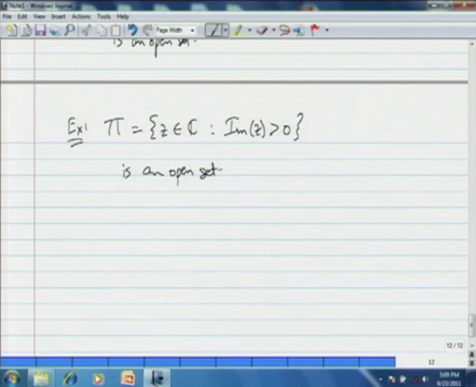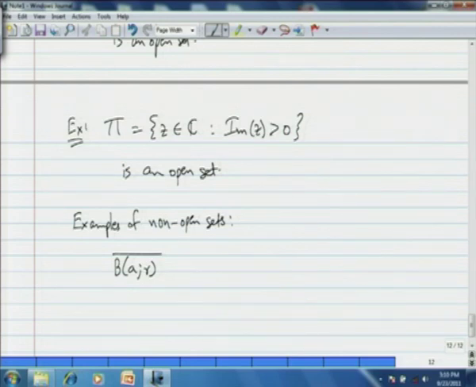So, next I want to give examples of sets which are not open. We have seen a closed disk, or closed ball, of radius r around a complex number A.